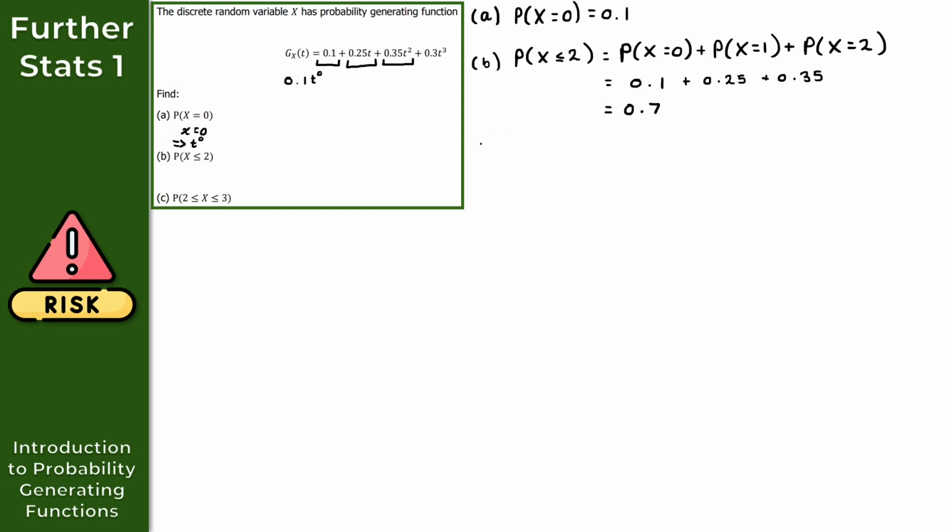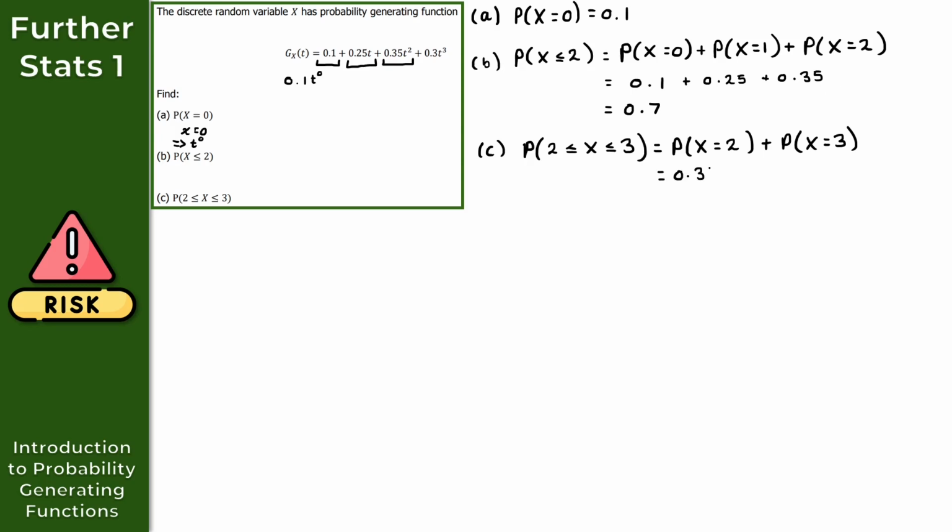And then finally here for part C, we're looking for the probability that x is between 2 and 3 inclusive. So 2 and 3 inclusive, like so. Well, this is the same as the probability that x equals 2 plus the probability that x equals 3. Okay, well, we already know this probability here. That's 0.35.